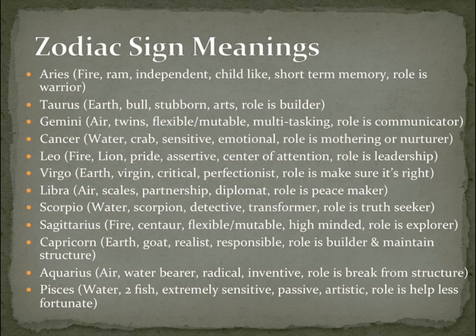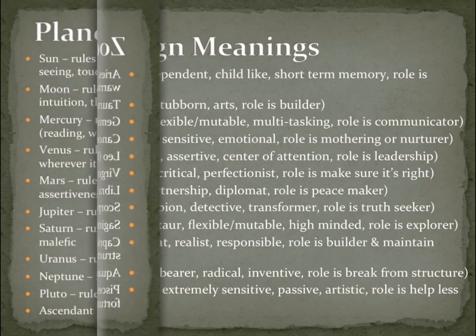For example, if Aries lands on the second house of finance, then the person whose chart you're reading is independent or a warrior type with his or her finances. If Taurus lands there, then the person is stubborn or conservative with their finances. It is my hope that you will grasp this concept. Now let's talk about the planets.